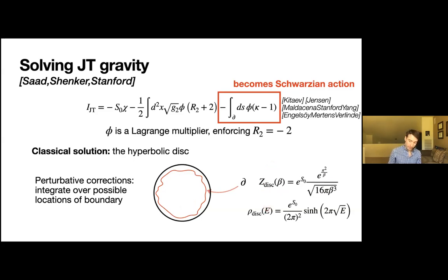And there's this density of states. The thing to note here is that there's this e to the power of S naught piece, which we can think of as the Bekenstein-Hawking entropy. So it's like the Cardy entropy that we had in the prefactor for 3D gravity. And then when you go to very low energies, you get this square root of energy edge.